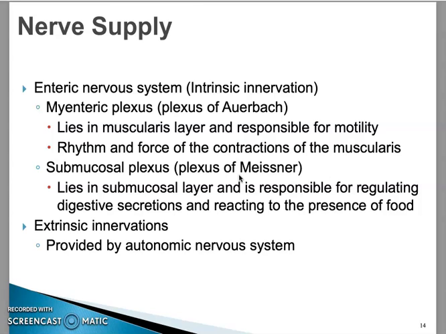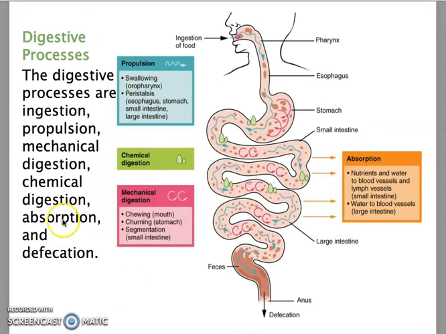Then the submucosal plexus is in the submucosal layer, and it's responsible for regulating the digestive secretions, and it actually reacts to the presence of food. So once food is present, your body will start releasing those secretions to help break down that food and get it ready to move forcefully throughout the GI tract. And then extrinsic innervation is provided by the autonomic nervous system. All in all, there are about 6 digestive processes.